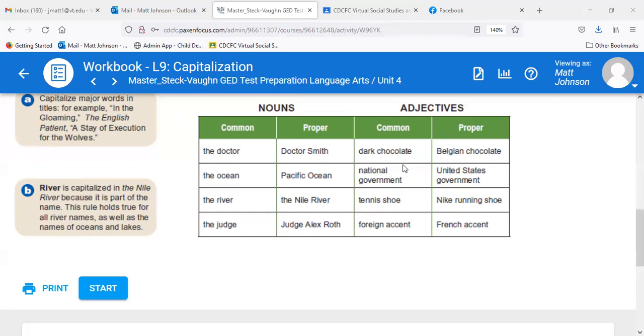And then adjectives, like we said, descriptive words, if they're proper adjectives, they're going to get capitalized. So dark chocolate, not going to capitalize anything there. If you're talking specifically about Belgian chocolate, then you capitalize it. National government, not specific. United States government, that's specific. You're going to capitalize United States.